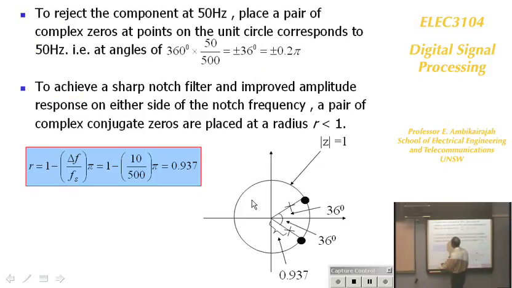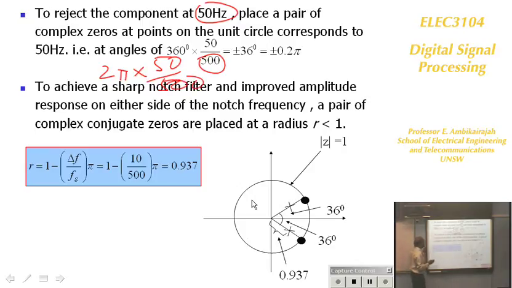So what do you do? First find out what frequency you want to reject. We want to reject at 50 hertz. Sampling is 500. So 2 pi times 50 over 500. That's how we find our frequency, which is plus or minus 0.2 pi, that is 36 degrees. That's where we have to place the complex zeros. Now, to achieve a sharp notch filter, on either side of the notch frequency, we need to have a complex conjugate pole pair at a radius less than 1.